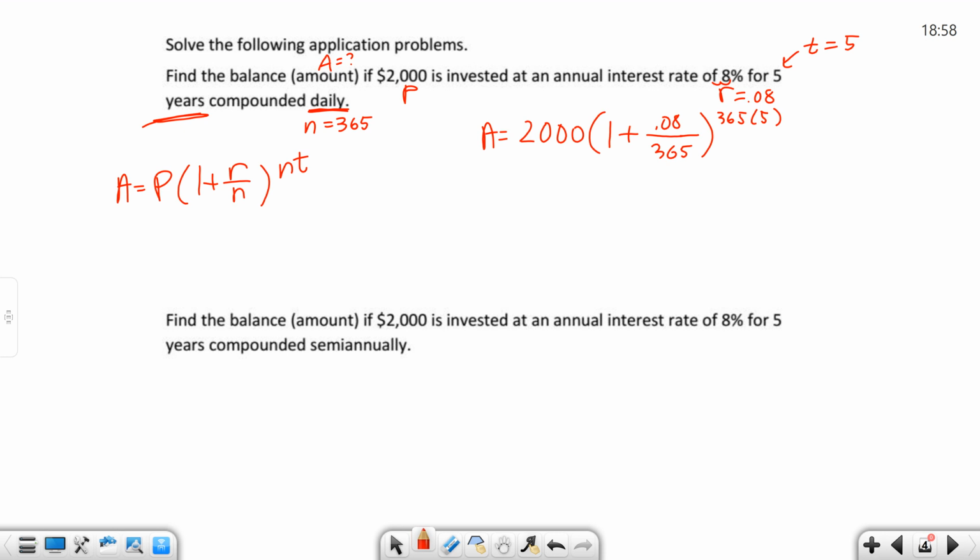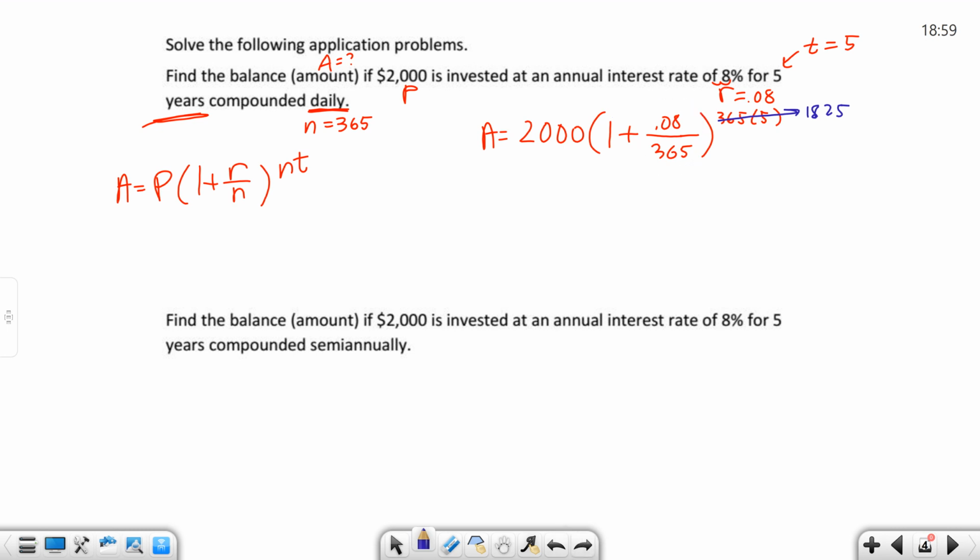So with something like this, I'm going to figure out my power first. I'm going to go 365 times 5 in my calculator, and I get 1,825. This power is 1,825. I'm going to write it down because it's typically going to be something that terminates. It's not going to be a non-terminating decimal. Then I'm going to start in here with this fraction and add 1.